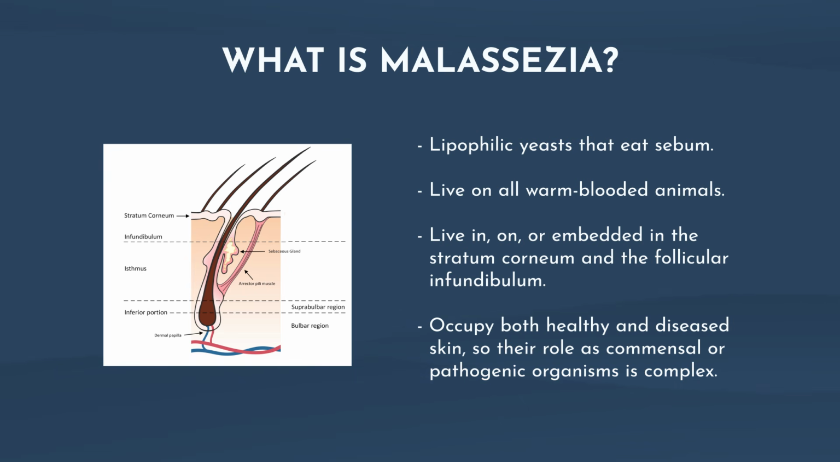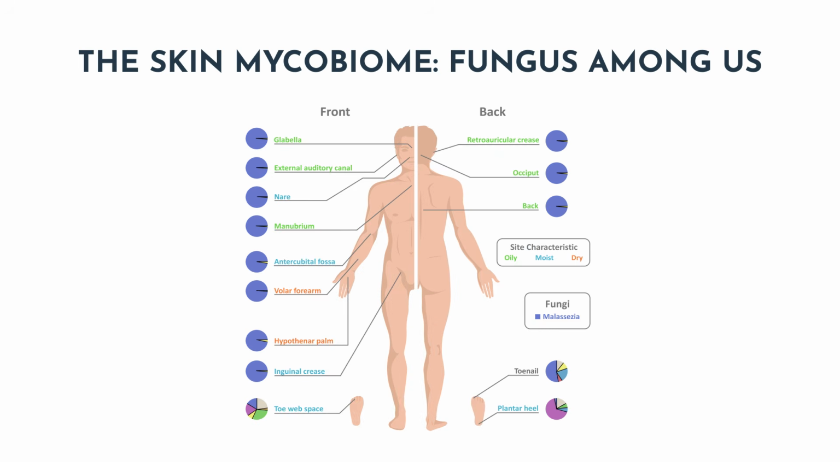Malassezia is present on all warm-blooded animals, and our relationship with this organism is a little complex because it occupies both healthy and diseased skin. So sometimes it's just a commensal and sometimes it's a pathogen. Now, when we look at the skin microbiome or fungal biome, we can see a fungus is among us, and it's really Malassezia that dominates our fungal microbiome.